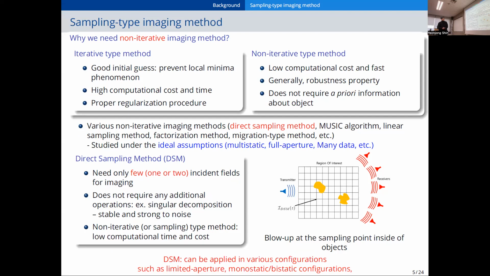Because of this main advantage, we can apply this DSM in various configurations, such as limited aperture, monostatic, and bistatic configuration. I'll talk about what limited aperture, monostatic, and bistatic configuration mean later.